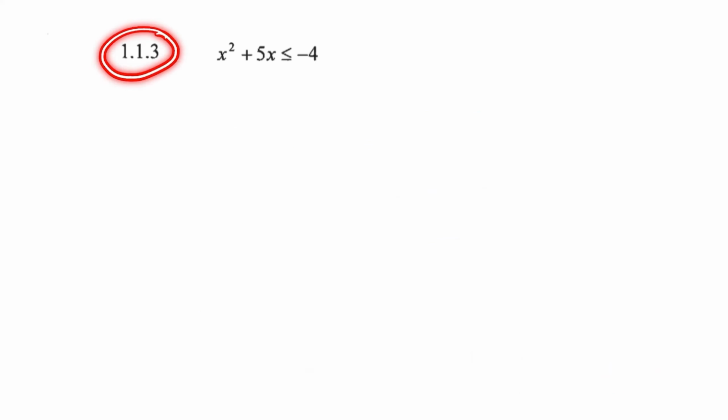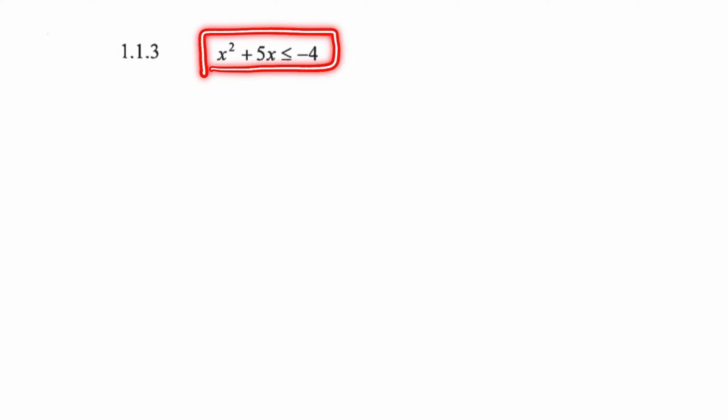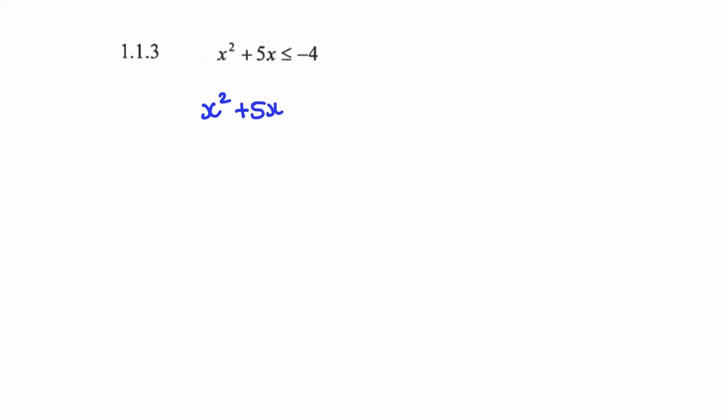In 1.1.3, we have a quadratic inequality. First, what you need to notice is that there is a negative 4 isolated on the right-hand side. And what you want to do is move this negative 4 with all the terms in order to create a trinomial. So that will lead to x squared plus 5x plus 4 is smaller or equal to 0. Notice that when I move the 4, it turns from a negative 4 into a plus 4. Also notice that the direction of the inequality did not change by moving the 4.